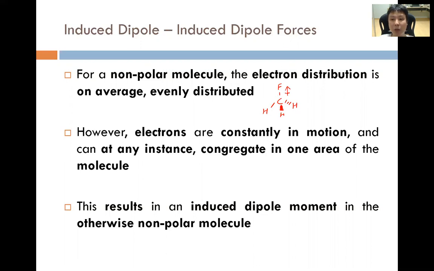Since there is only one polar bond in this molecule and the arrow points towards fluorine, since fluorine is more electronegative than carbon, in fact, fluorine is the most electronegative element in the entire periodic table, when you add up all the bond dipoles, which is only one bond dipole, there will be a net dipole moment, and hence the overall molecule has a net dipole moment, and this molecule is a polar molecule.